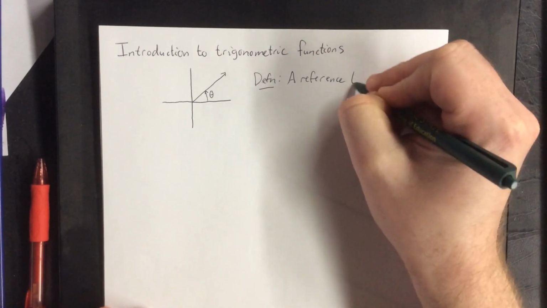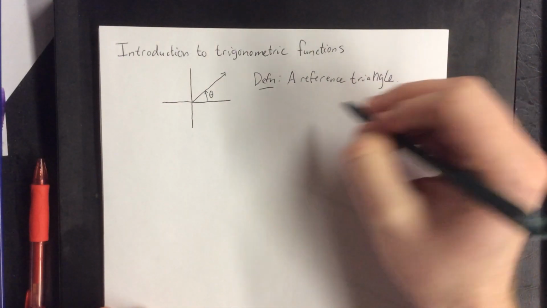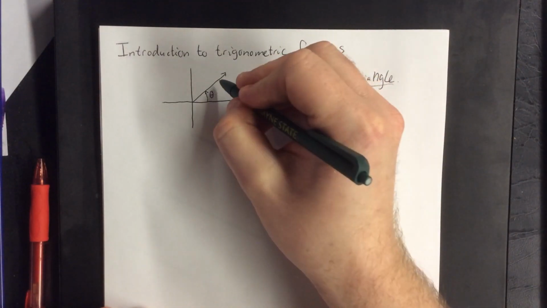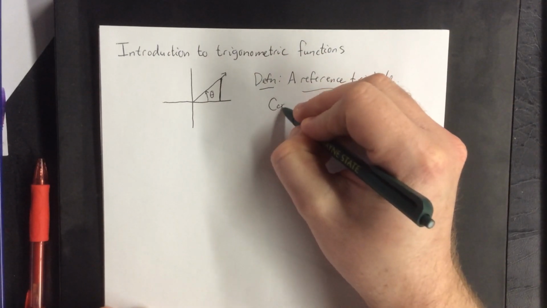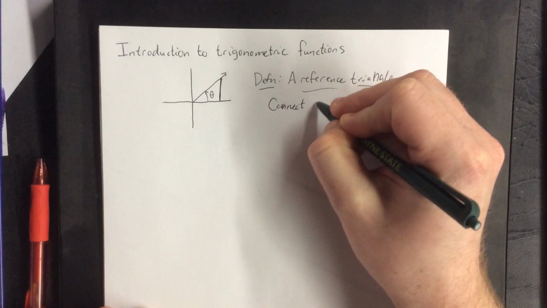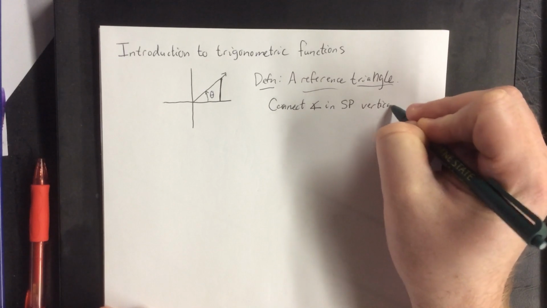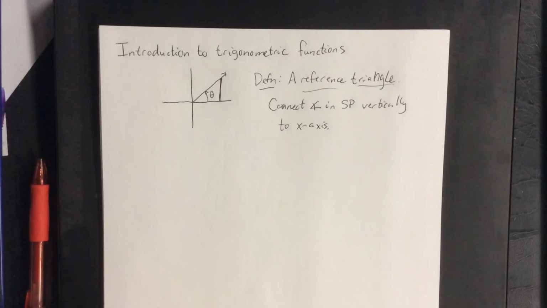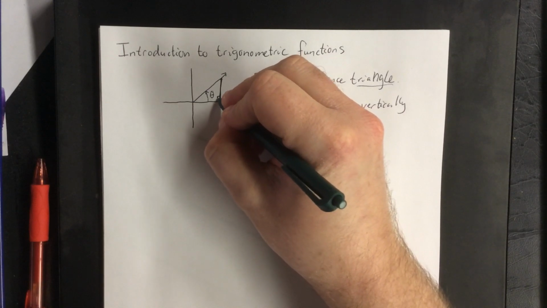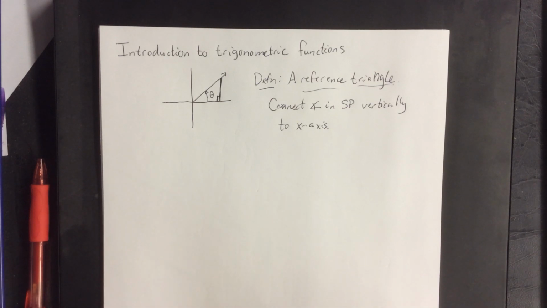A reference triangle is when you take an angle in standard position, take any point on that angle in standard position and connect it vertically down to the x-axis. A reference triangle is automatically a right triangle due to the fact that the vertical side and the horizontal x-axis are always guaranteed to be perpendicular to each other.